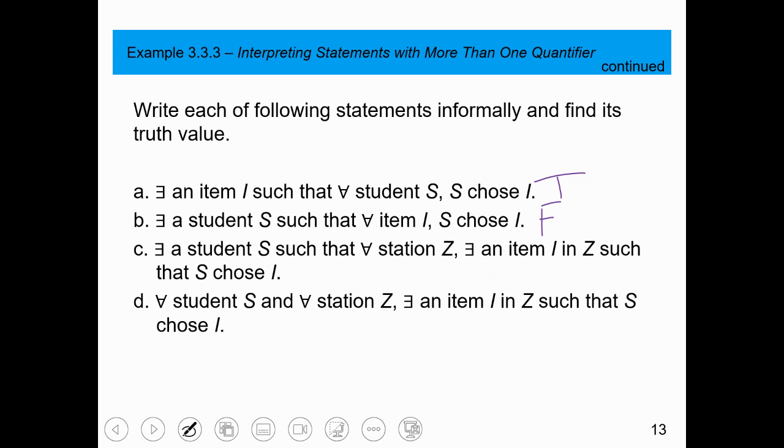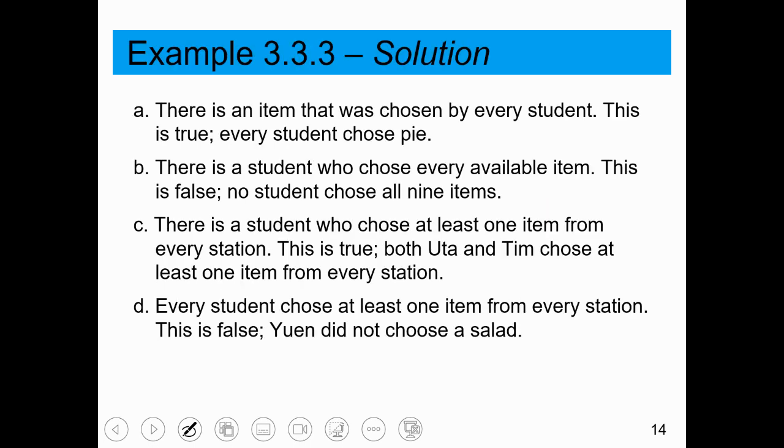So is this last one. For every student S and for every station Z, there exists an item I in Z such that S chose I. So someone should be able to give me a random student and a random station, and I should be able to pick an item I in that station that this particular student chose. Every student chose at least one item from every station. This is false because Win did not choose a salad.